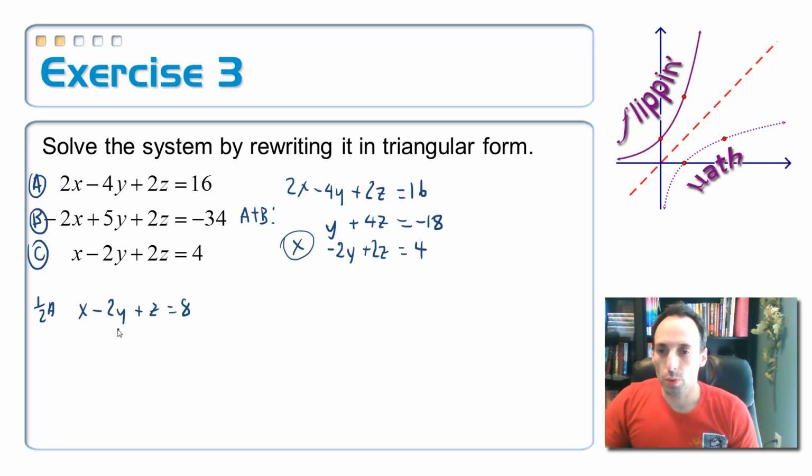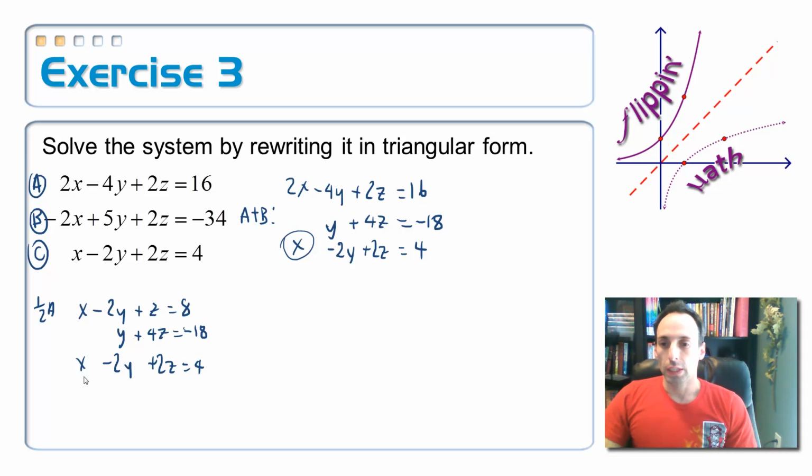Okay, my next equation stays the same. y plus 4z equals negative 18. And the bottom one is x minus 2y plus 2z is equal to 4. Okay, so again, what I need to get rid of is this x. So I can do that if I just do negative A plus C to replace equation C. So I'm going to do a negative A plus C to replace equation C.